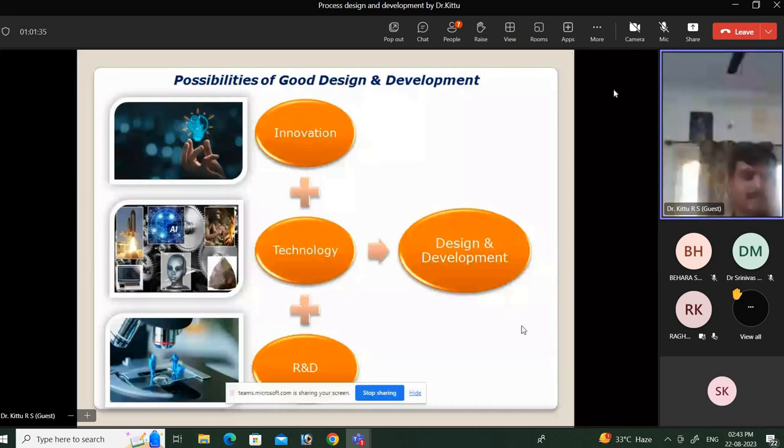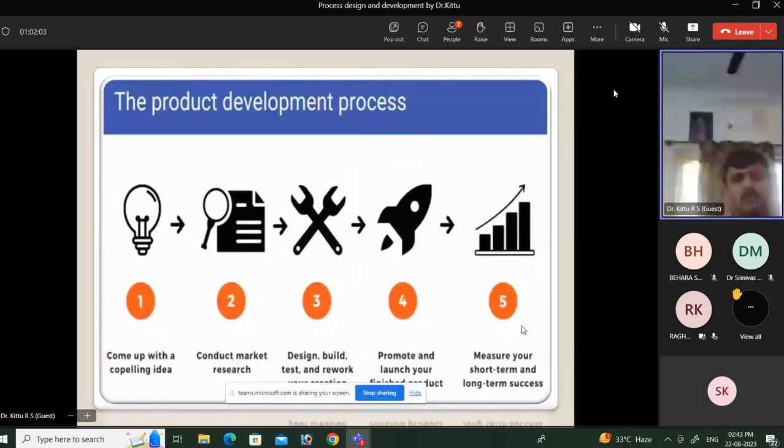There is so much research happening. For example, many researchers or scientists are identifying different products, sometimes an invention or sometimes an innovation. But the reason is they try to focus nowadays on these three aspects: one is innovation, another is technology, another is the R&D, research and development process. Then, try to understand what actually the product development process is. So how are we able to develop the product?